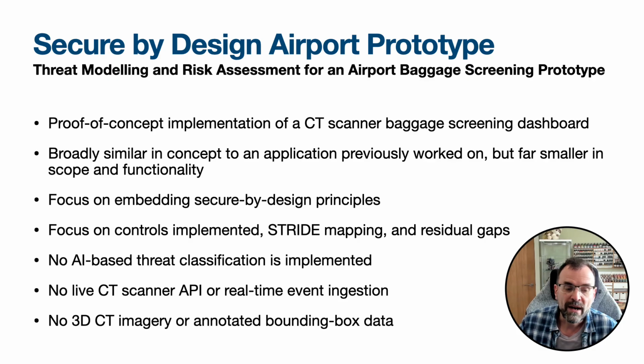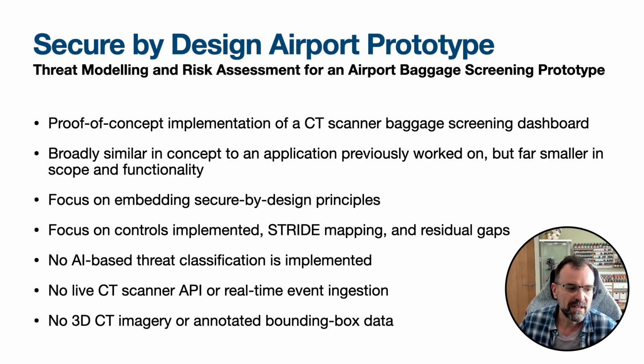I'll then assess the remaining gaps in control coverage using an ISO 27001 aligned approach. This will include a risk register and treatment strategies, and will identify any gaps in control coverage, finally concluding with what would be required to move towards a production-ready system.